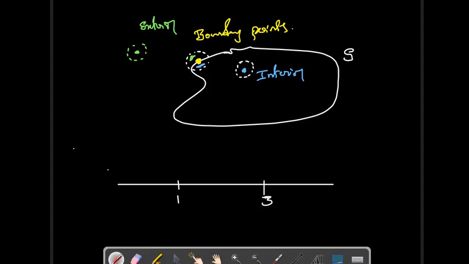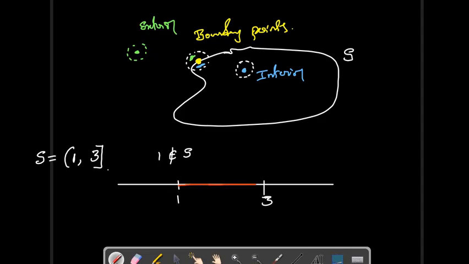Okay, how do you represent this interval? Now I'm not including 1, but I'm including 3. So this is my interval. So 1 is not included, 3 is included. Okay, it is very clear that if I take this set as S, 1 does not belong to S. Okay, let me draw the set.